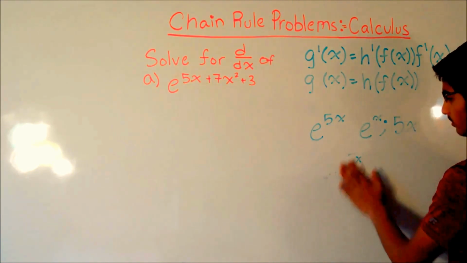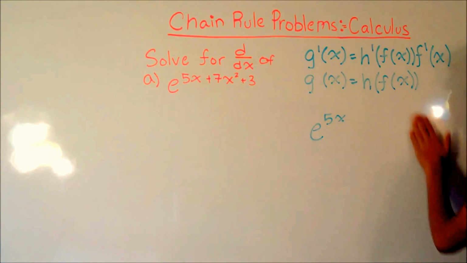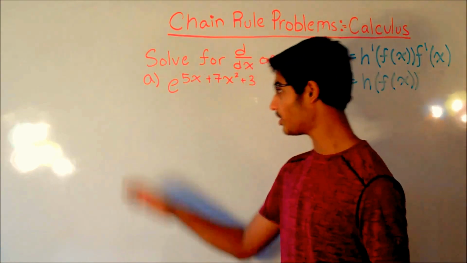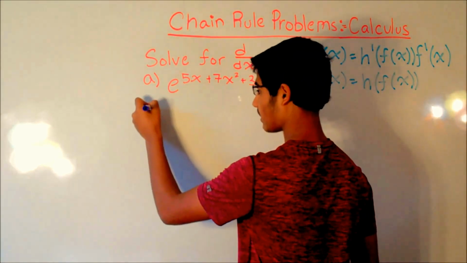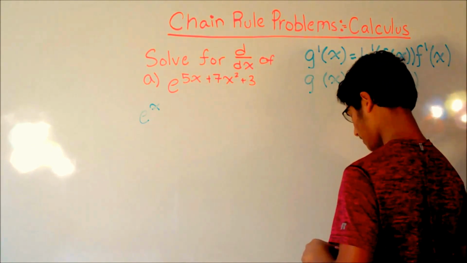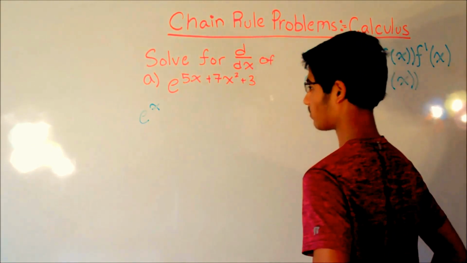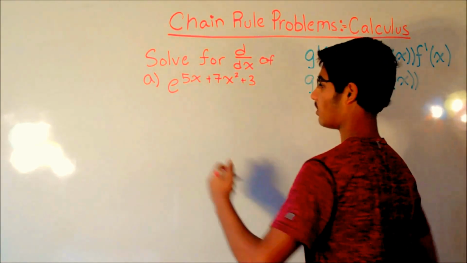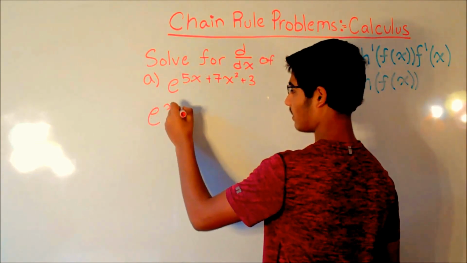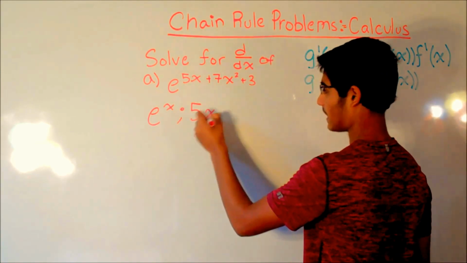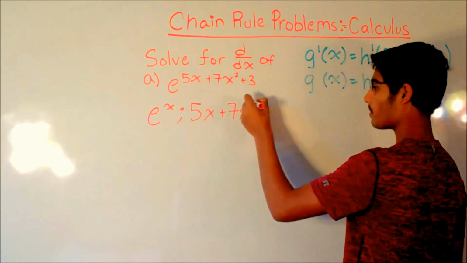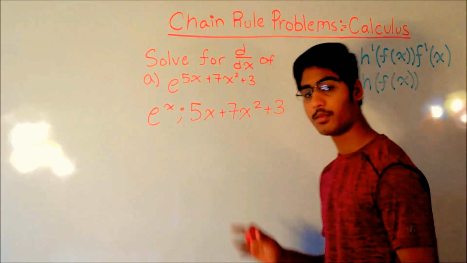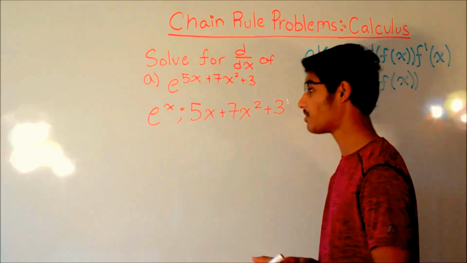So, let's solve problem A. We can split this up into two different functions: e to the x, and 5x plus 7x squared plus 3. We don't have to do this out on paper every time; we can do it in our head. We just have to remember which ones are the outer functions and which ones are the inner functions.